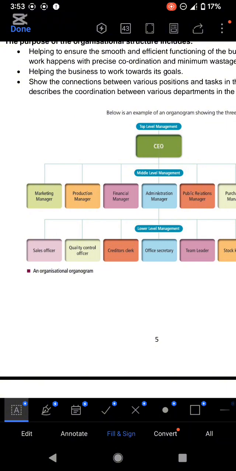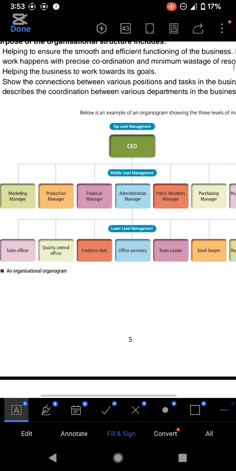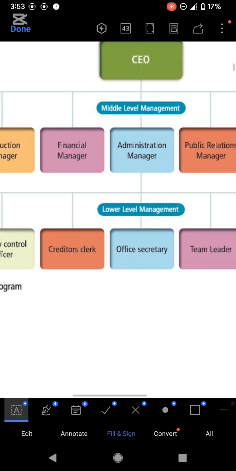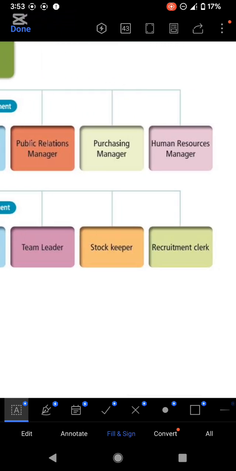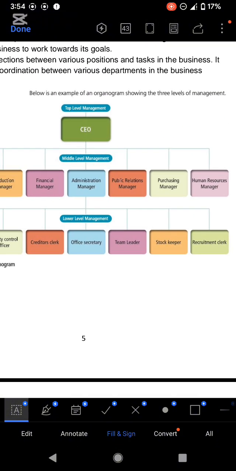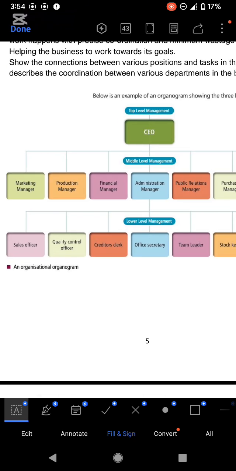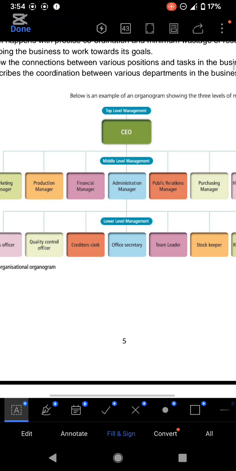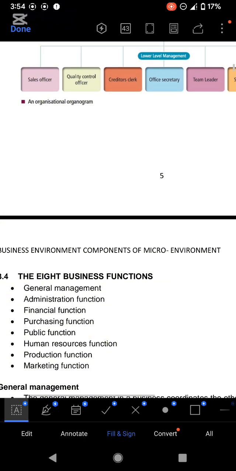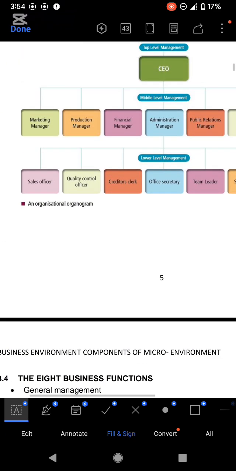Then you have your lower level of management, and that is the sales officer, the quality control, the creditors clerk, the office secretary, team leader, stockkeeper, recruitment clerk. So this is almost like how your body functions. The CEO will obviously be the head, and the main organs are the middle management. For example, your heart is one of the most important organs that you have, your bladder, and so forth, but we'll get into that in another episode.